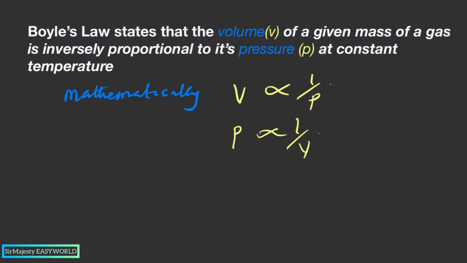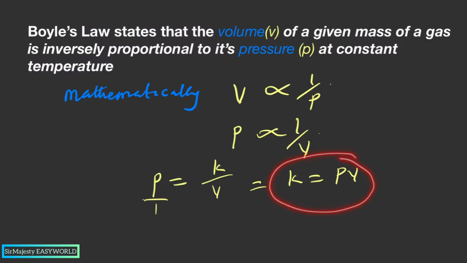Now, to remove the sign of proportionality, we have that V equals K over P. Then when you cross multiply, remember this should be P over 1. So K times 1 is K equal to PV. So K equal to PV is the major topic sentence for this particular Boyle's law. It means that anytime you multiply pressure and volume, the product remains constant as far as the temperature is constant and the mass is constant.